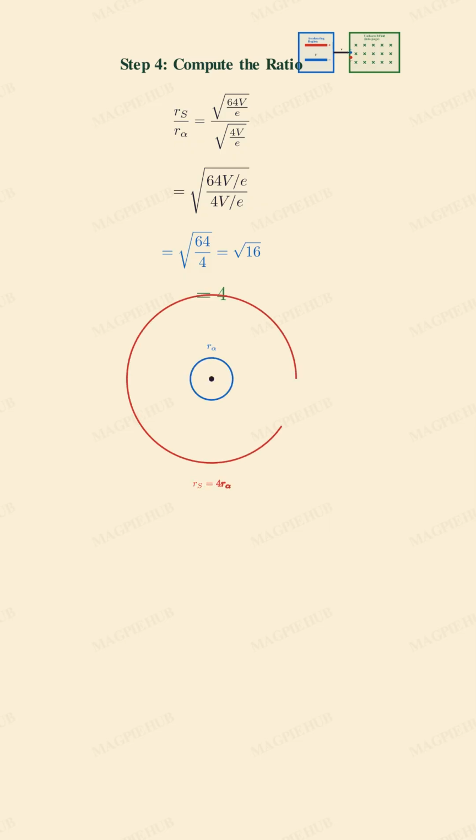Step 4. Computing the ratio r_s over r_alpha. We divide the two expressions. The V over e and 1 over B terms cancel out. The ratio simplifies to the square root of 64 over 4, which equals the square root of 16, which equals 4. So the sulfur ion's orbit is exactly 4 times larger than the alpha particle's orbit. The answer is 4. The ratio r_s over r_alpha equals 4.